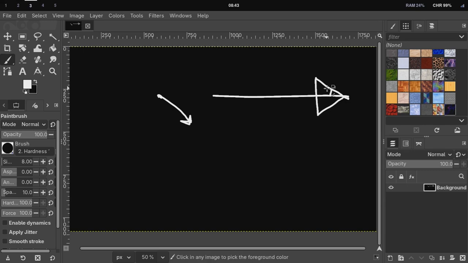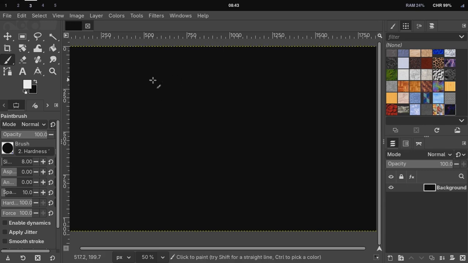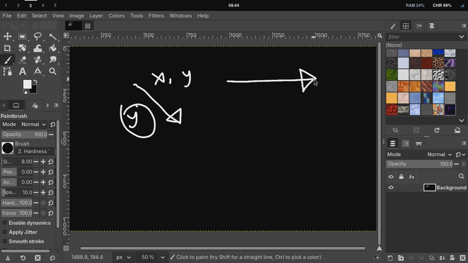Okay, so what are we going to do? For every x comma y, we are going to calculate y prime, that's the slope, and we are going to draw an arrow. The slope of the arrow will be actually y prime. So first we need a function that draws an arrow.